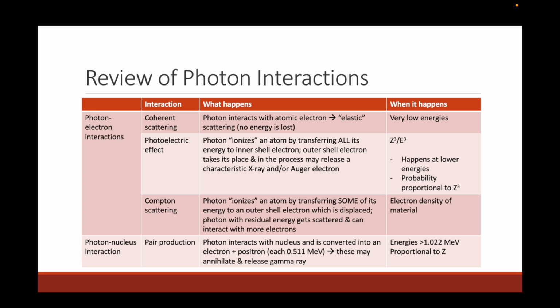The interaction that predominates at energies used in therapeutic radiation is a photon-electron interaction known as Compton scattering. So basically, in Compton scattering, a photon will ionize an atom by transferring some of its energy to an outer shell electron, and that electron gets displaced, and that electron can go on to cause DNA damage. And the photon that gets scattered can go on to interact with more electrons and release more electrons that then can go and damage DNA. And the probability of Compton scattering happening is proportional to the electron density of the material. And it turns out that hydrogen actually has the highest electron density.